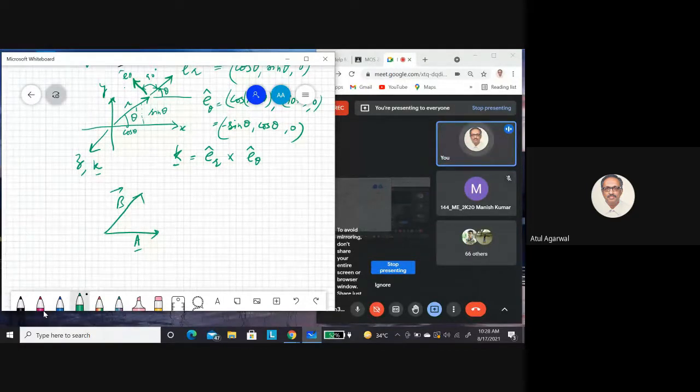And how do you define a cross product? You take the smaller angle as you go from A to B as theta. So A cross B is defined as magnitude of A, magnitude of B multiplied by sine theta. This is the magnitude. And what is the direction? Direction is given by the right hand rule.